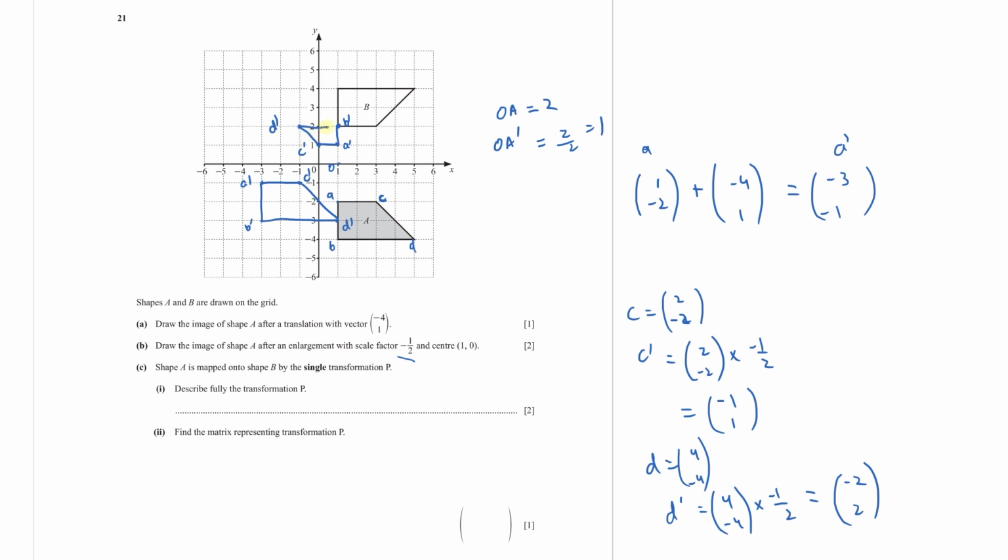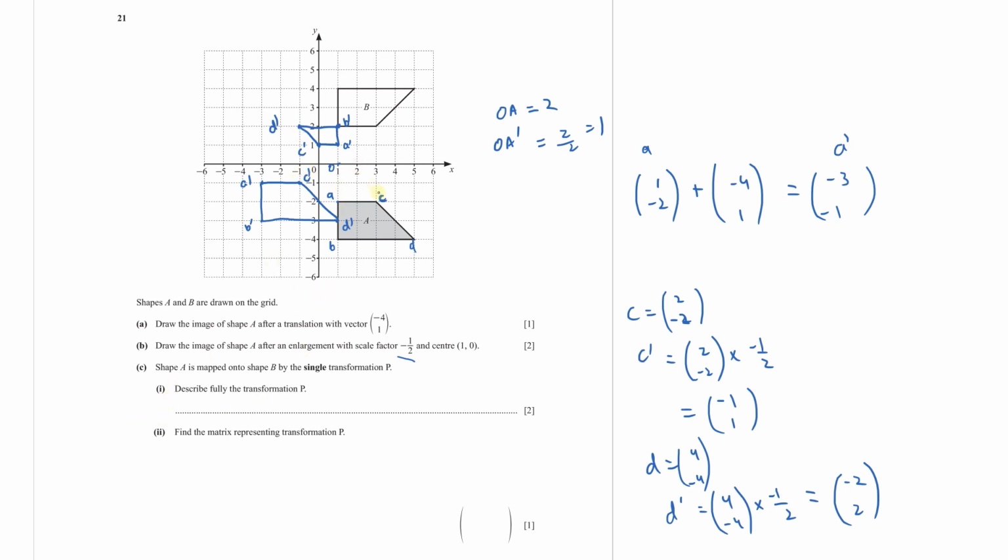Again, you should use a ruler to draw these lines. So now you have this shape after the enlargement. The coordinates are A dash is 1, 1, B dash is 1, 2, and then C dash is 0, 1, and then D dash is minus 1 and 2. So this is how you will enlarge.